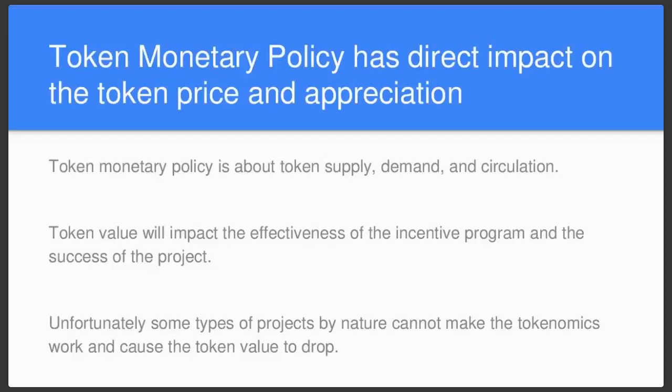As I mentioned before, the incentive programs depend on the token value. Basically, you assume the token has value and use that as a monetary incentive for consumers and people. If your token value drops and maybe goes down to zero, as an incentive it won't be as effective as before. And if the incentive doesn't work, then the project usually will fail.